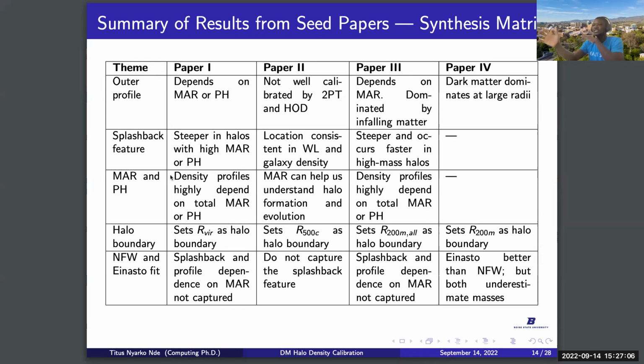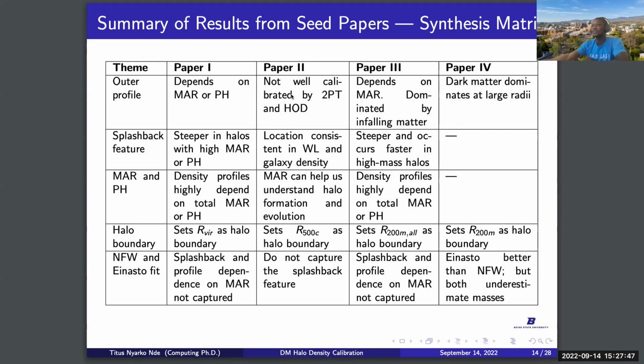Here is a synthesis matrix. This matrix is basically identifying some of the major themes that cut across all the 4 major papers. And then we try to see what each paper says about each theme. So for instance, we have the outer density profile. For paper 1, they realize that the outer density profile actually depends on a parameter we call the peak height, which is a dimensionless parameter, or the mass accretion rate. The mass accretion rate is the rate at which the galaxy or the cluster accumulates mass over time.